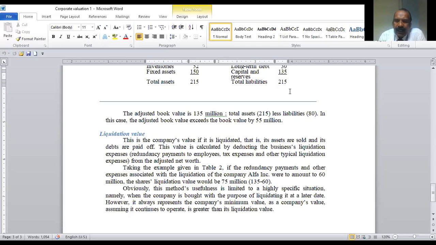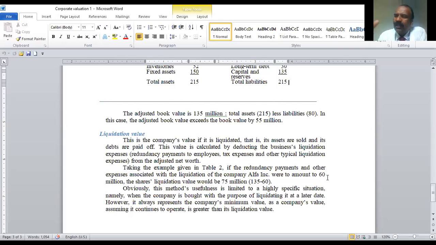In that case, we need to account for redundancy payments and other expenses of liquidation, which say comes to around 60 million. If the company is closed now, what is the value of the company? It is 135 minus 60, that is 75 million. That is the value of the company if it is closed today and the liquidation expense amounts to 60 million.